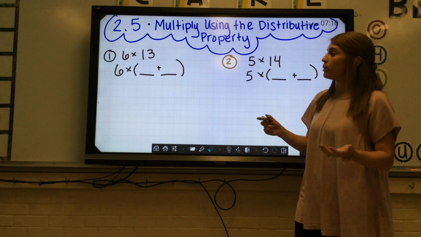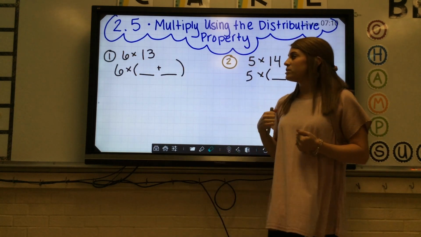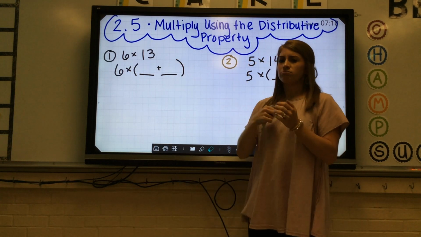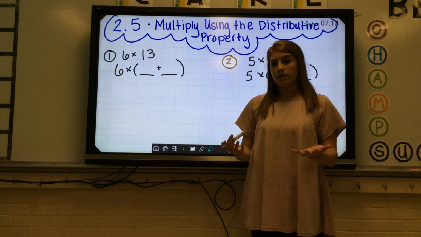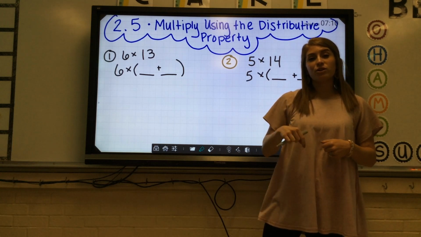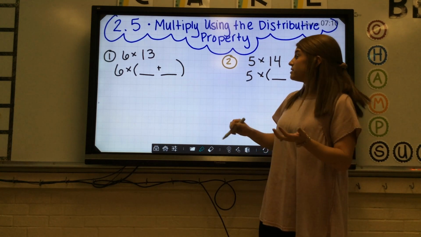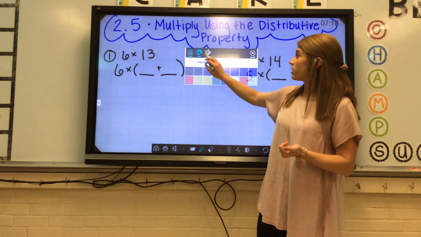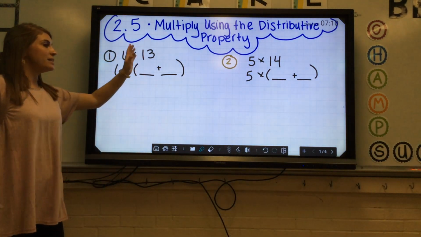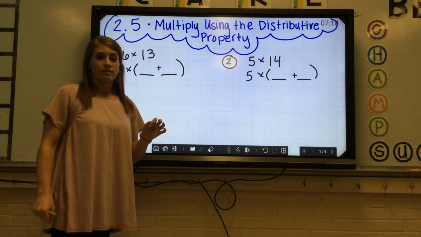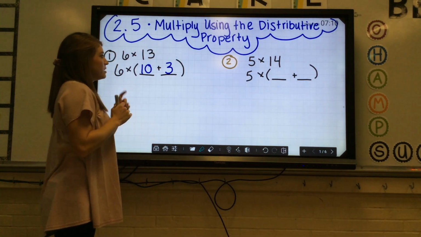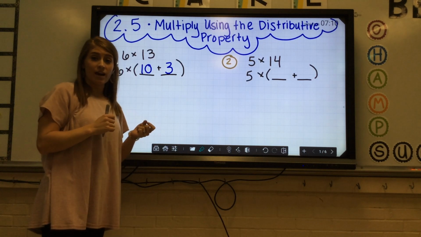So when we're using the distributive property, for number 1, I've got 6 times 13. Notice what I've got set up here: 6 times blank plus blank. What could that blank plus blank be? Well, I'm going to break 13 up into 10s and 1s. How could I break 13 up? Like this, I could do 10 plus 3. 10 plus 3 is still the same thing as 13, right?